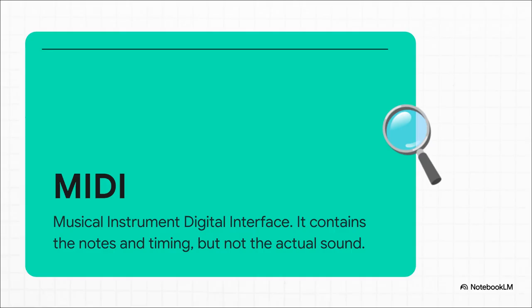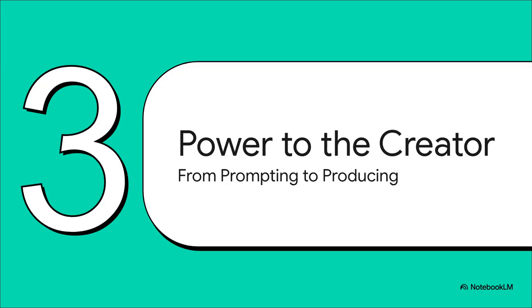It's because MIDI isn't actually audio, it's data. Think of it like sheet music for a computer. It tells you which notes were played, how hard, and exactly when. If you have the MIDI, you can take a melody that Suno generated and assign it to any instrument you want, change every single note, and have total granular control. It's everything.